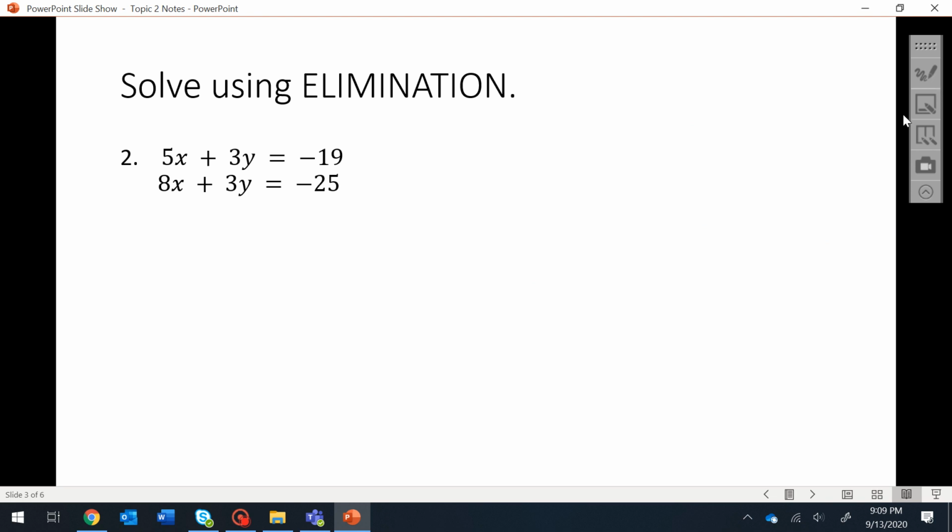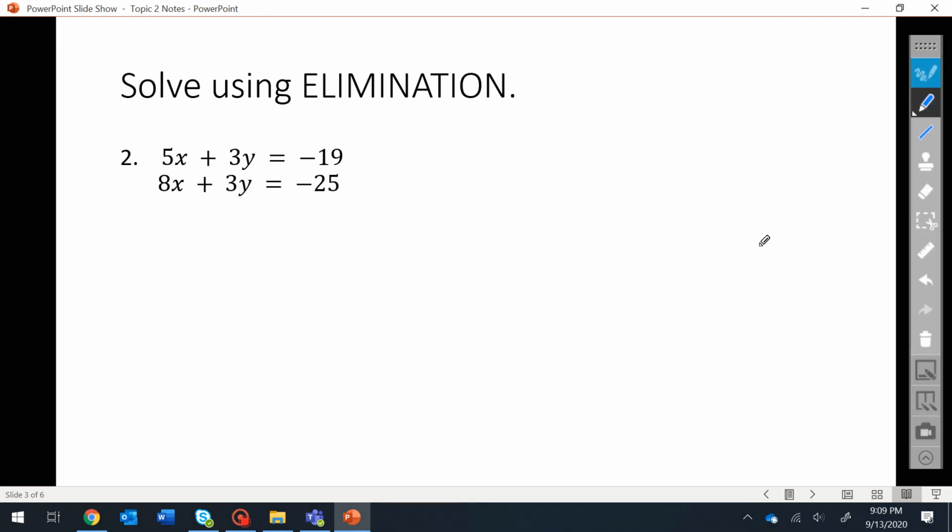Now, on that first problem, we didn't have to do anything to the equations to make them eliminate when we added them together. But on this next one, you'll see that that's not going to be the case, because if I try to add these as they are, 5 and 8, that's 13x, plus 6y equals negative 44, which nothing canceled out. That's not going to work.